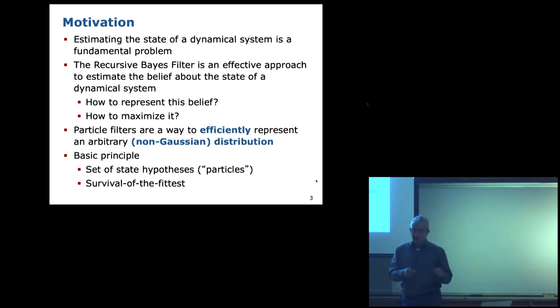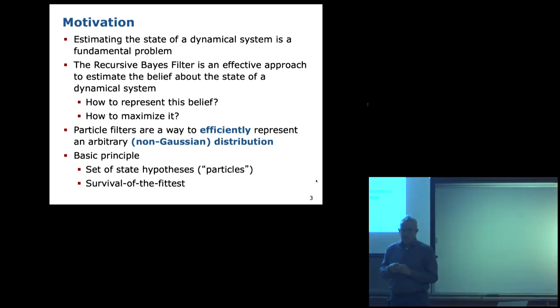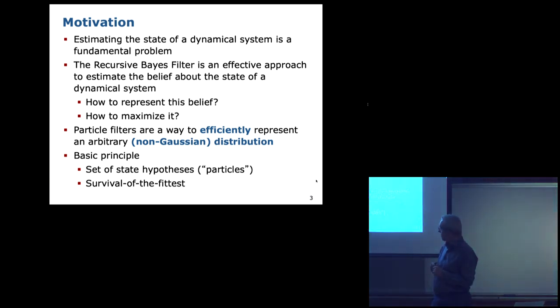So we're going to briefly recap the recursive Bayes filter, hopefully known to all of you, and attack the question of how to actually represent the belief, basically as a probabilistic belief, with equations in a few seconds. Typically, you also want to know how to maximize it. We are not going to address this in this lecture today. But we're going to talk about particle filters as an efficient way of representing such a probabilistic belief, and in particular in situations where this belief doesn't look like a bell-shaped curve and is rather a non-Gaussian distribution.